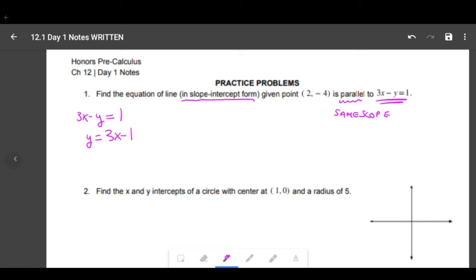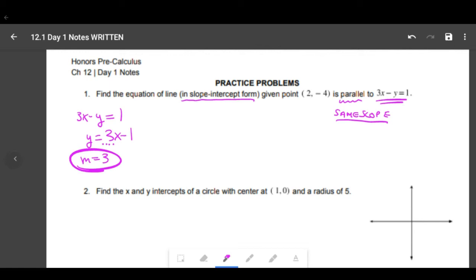Do your work, do your algebra carefully, please get it correct. So I get y equals 3x minus 1, but I want the same slope. So all I need to get from this information is the slope, right? y equals mx plus b, so that means my slope is 3. So I'm going to keep the exact same slope, slope is 3, okay?